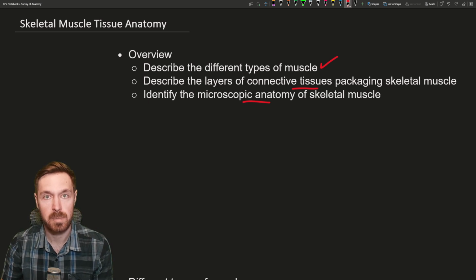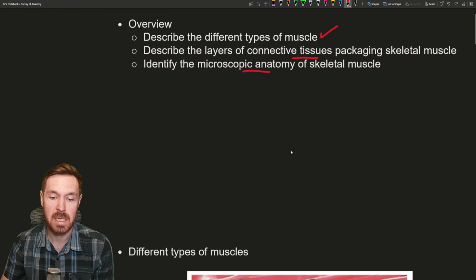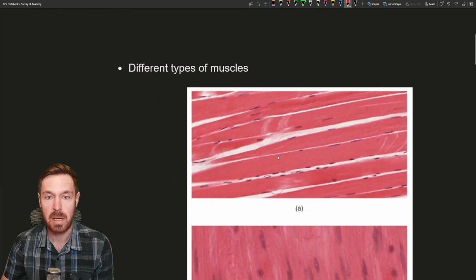I know this is a survey course, but one part of this is that I want you to understand how a skeletal muscle contracts, and we need to understand the anatomy of the skeletal muscle in order to understand skeletal muscle contraction and the sliding filament model for muscle contractions. We've got to understand the proteins and that microscopic environment inside those muscles. All right, so let's get right into this.